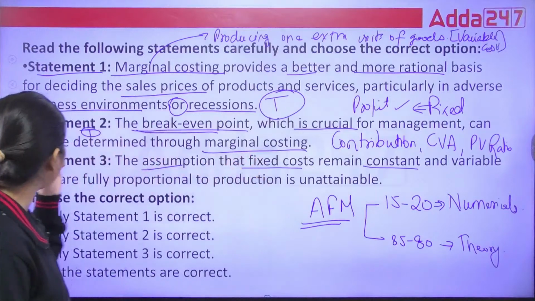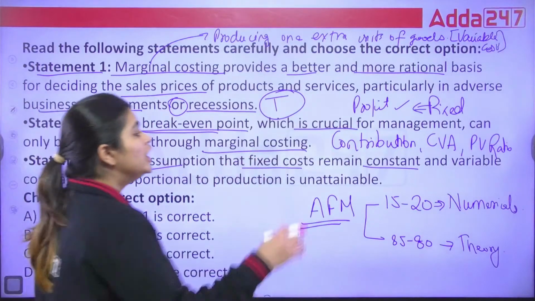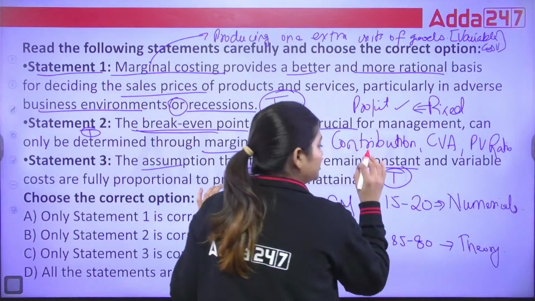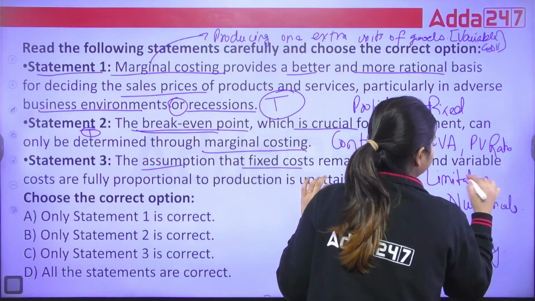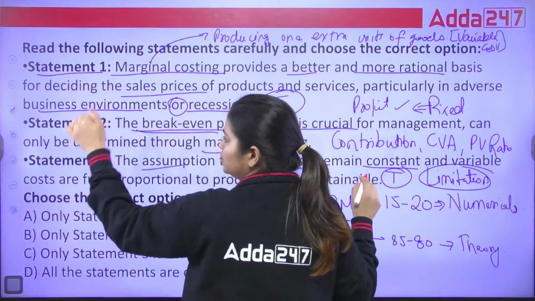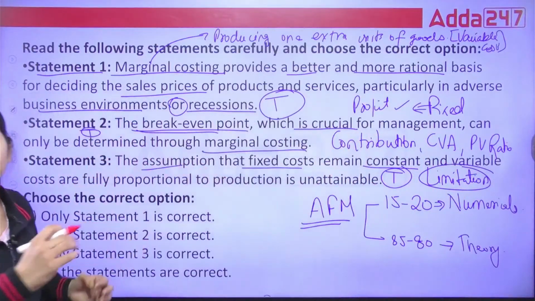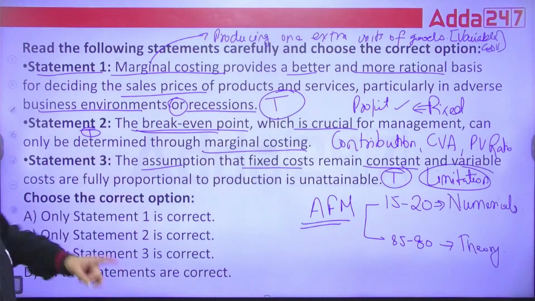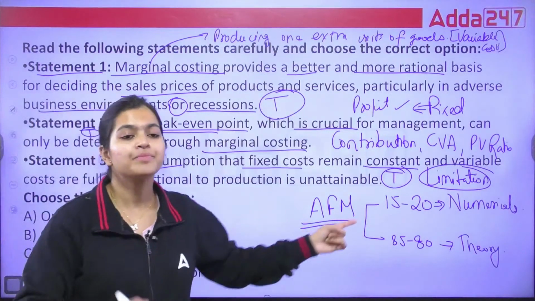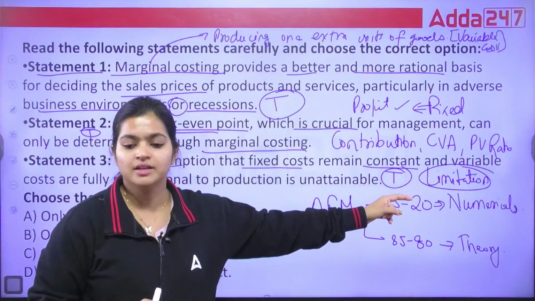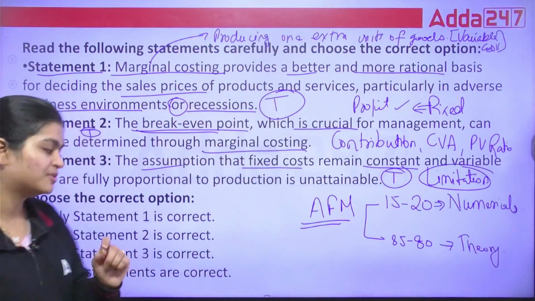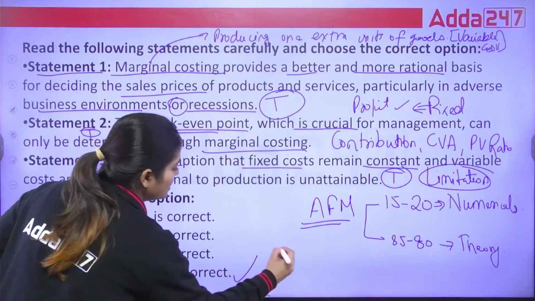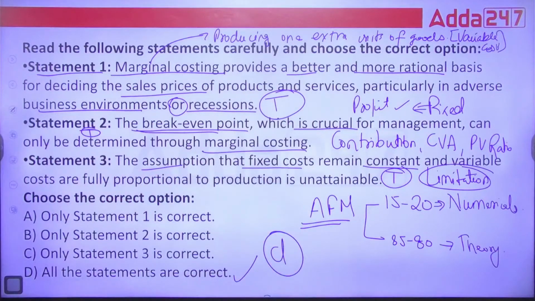So your last third statement is again a true statement, because this third statement talks about the limitation of your marginal costing. Statements 1 and 2 talk about the advantages of marginal costing, but statement 3 talks about the limitations of marginal costing. So all these 3 statements are correct. So as per this, your correct answer is option D. Okay, your correct answer is option D.